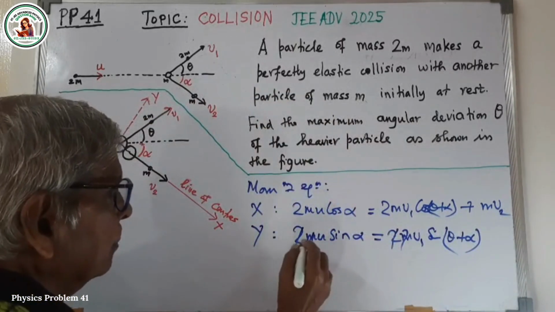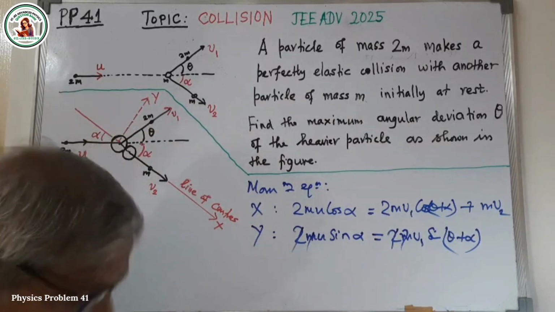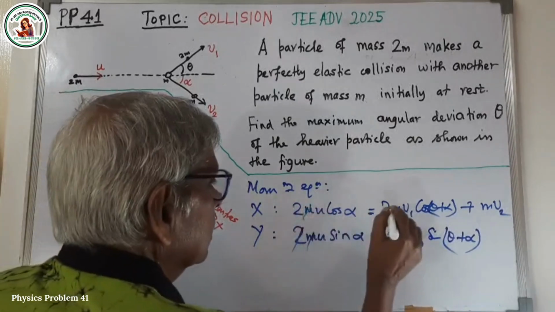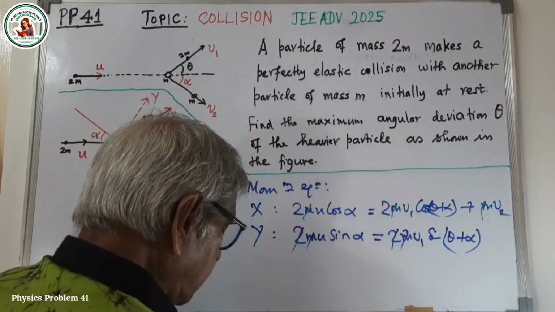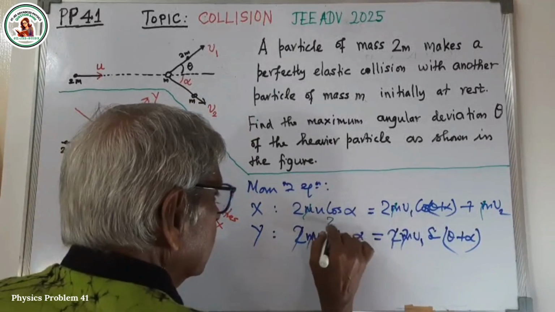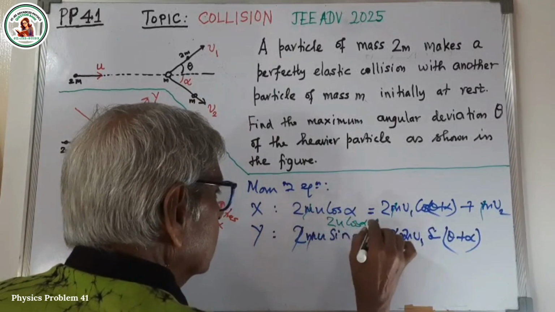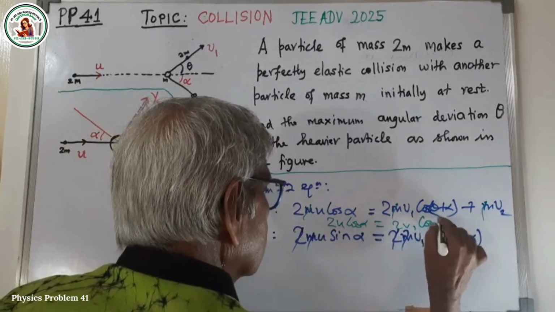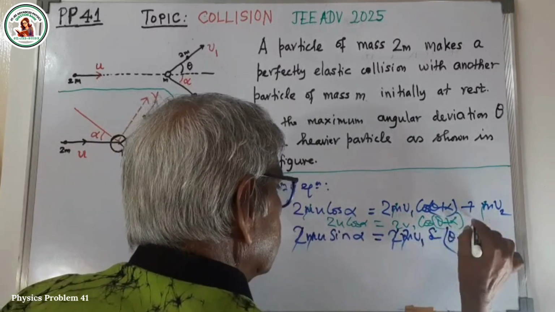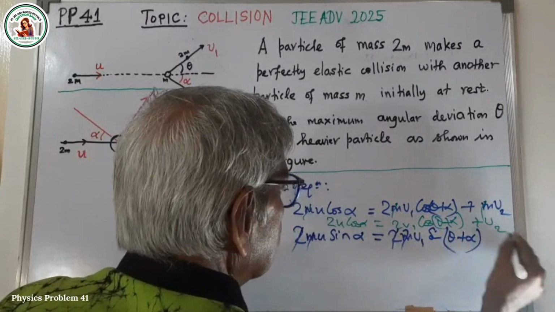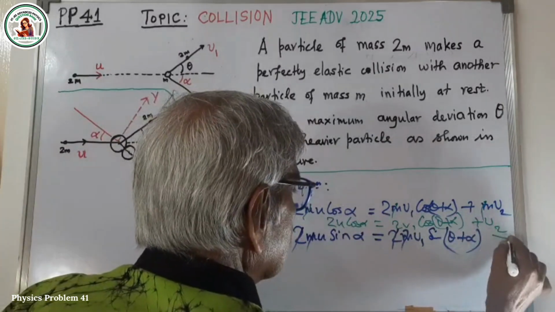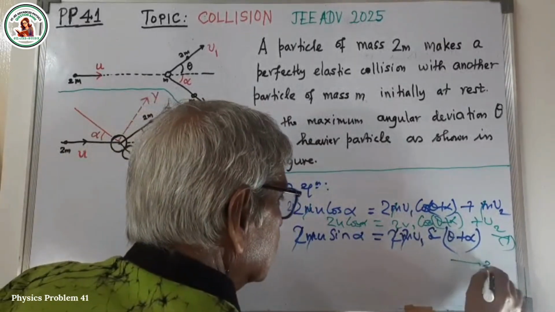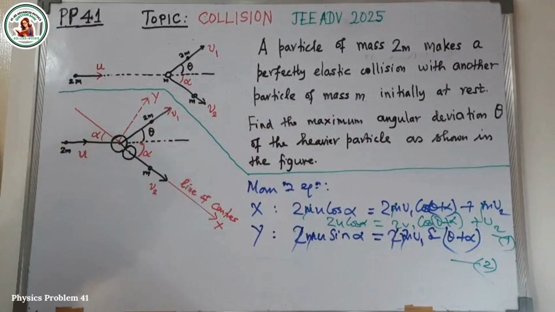Equation 1 I will simplify with the masses cancelled: 2u cos alpha equals 2v1 cos(theta plus alpha) plus v2. This I will take as equation 1. Then the y-direction one is equation 2.